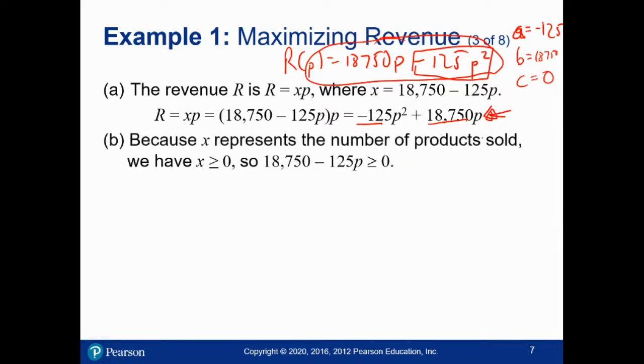So the question was, what's the domain? Now, a quadratic in general has any domain you want, but the number of products sold can't be negative. It doesn't make any sense to say, well, I'm going to sell negative 20 units. I'm not going to do that. I'm not going to buy back units. So we need x to be positive.